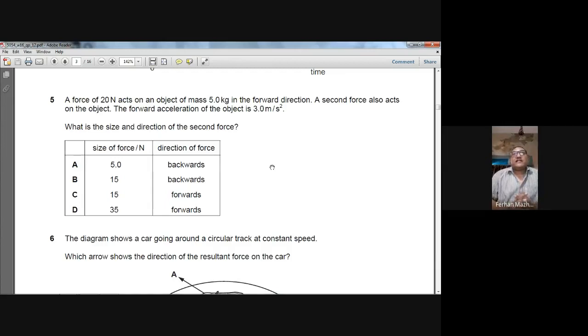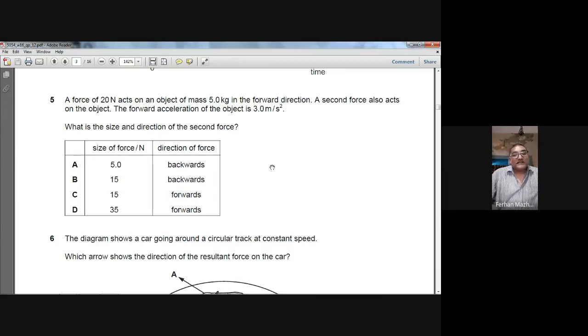What is the size and direction of the second force? Another force was acting on it, and due to the first and the second force, some kind of resultant force is produced, and that resultant force causes the acceleration. So let us first calculate that resultant force. We will use Newton's second law of motion, F equals ma. The mass of the body is given, the acceleration is also given, so we can calculate the resultant force.